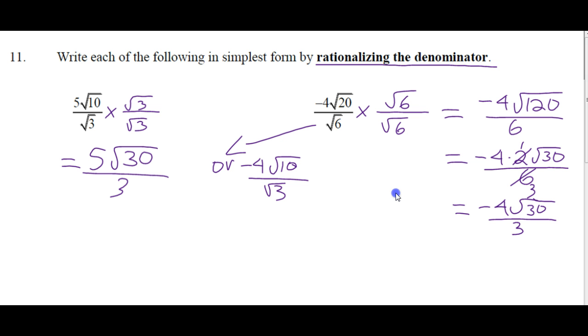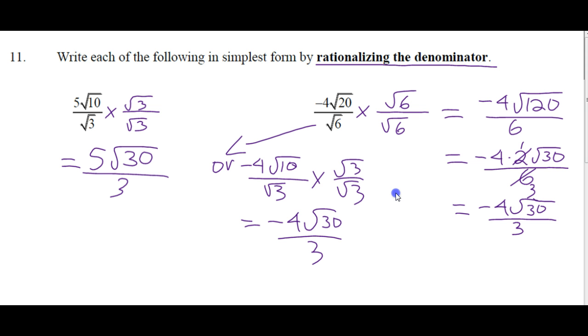Or you can recognize here, hey, 2 goes into 20 and 6, so I can write that as negative 4 root 10 over root 3, and then multiply by root 3 over root 3, and get negative 4 root 30 over 3, and not have to go through all of this. Either way, the correct answer is negative 4 root 30 over 3. You can get there both ways. This is just more work. So if you can simplify this, do so.